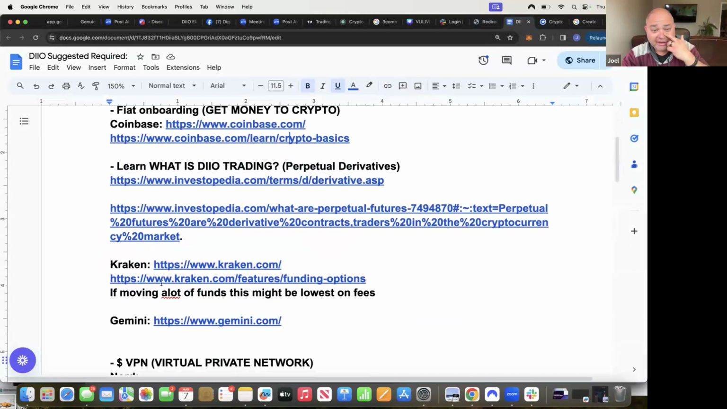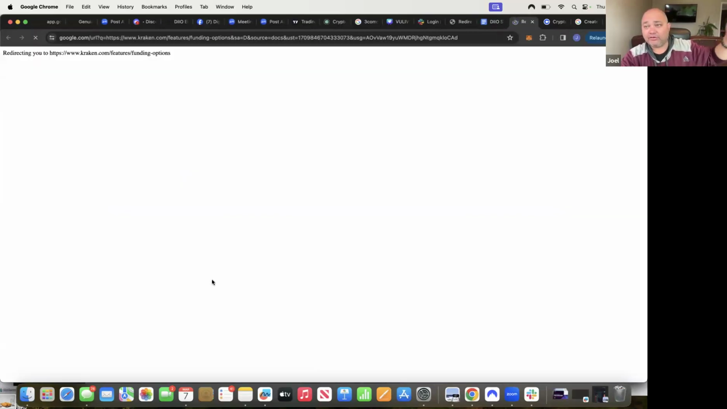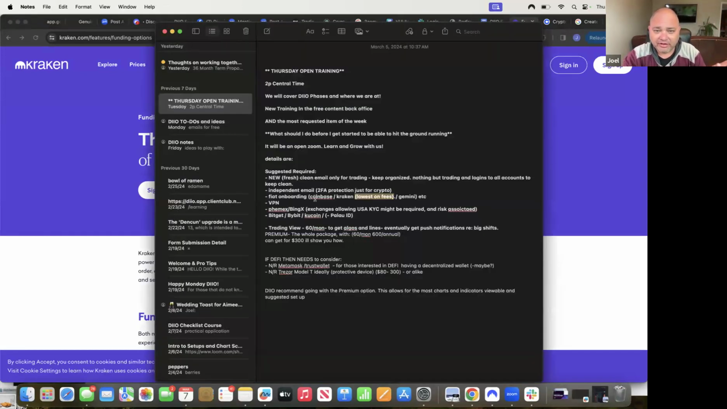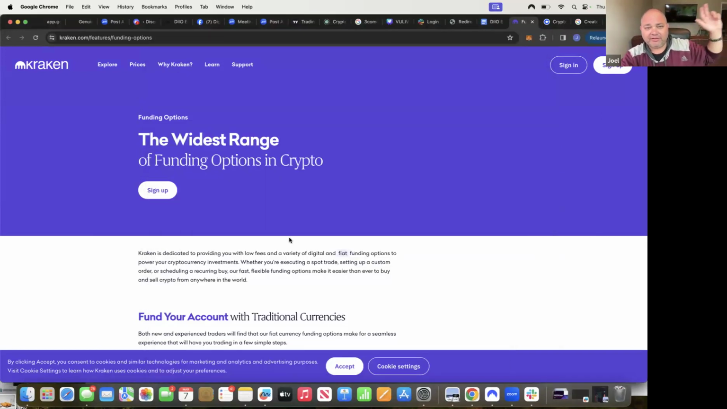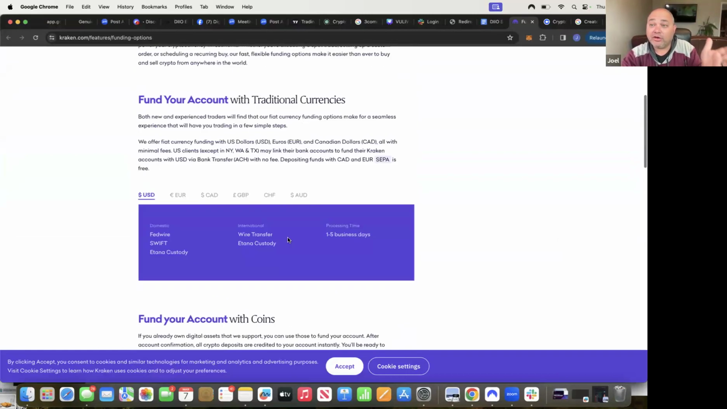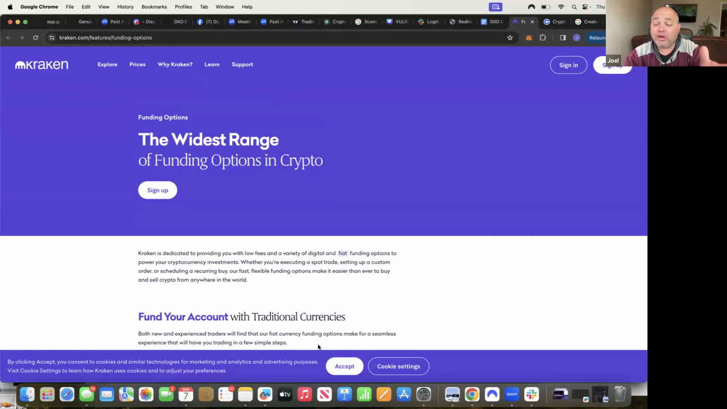Also, Kraken, if you're moving a lot of money, this may be lowest on fees, in our opinion. And we linked a couple different links for Kraken. So there's Coinbase, there's Kraken, there's Gemini. Those are the three ways that we think you can crypto onboard. Let's make sure we're on there. Yep, fiat onboarding, Coinbase, Kraken, and Gemini, right? The widest range, I linked it there. You can go through the process. You're going to have to learn these things, but at least you will know you're not clicking on some hot link that's a bad one. You're clicking on ones that we put together for you.